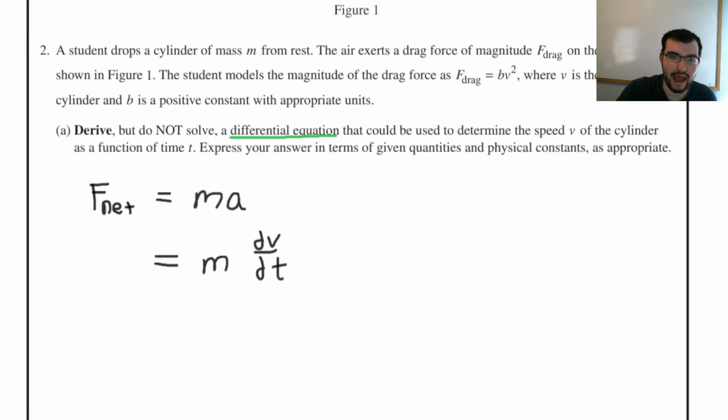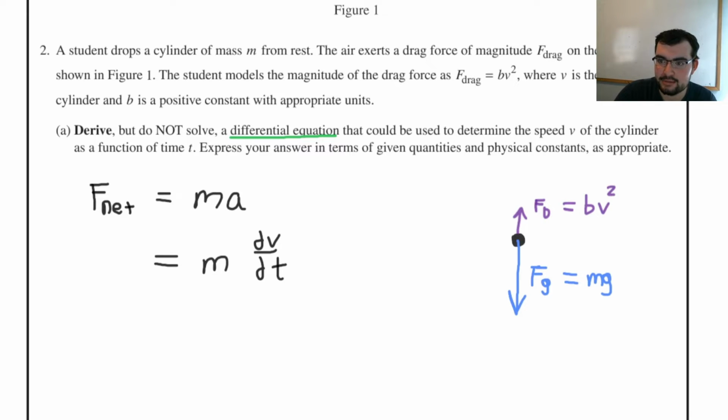So now let's figure out what F net is. And well, if we think about it, we have something in free fall, except now there's a drag force too. So if it wasn't free fall, the only force we would have to manage is a downward gravitational force given by mg. So that's free fall, but this is a drag question. So we have some sort of an upward drag force, which I'll just call FD to abbreviate, and that's equal to some constant B times v squared.